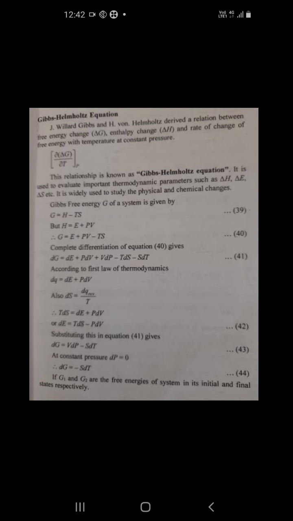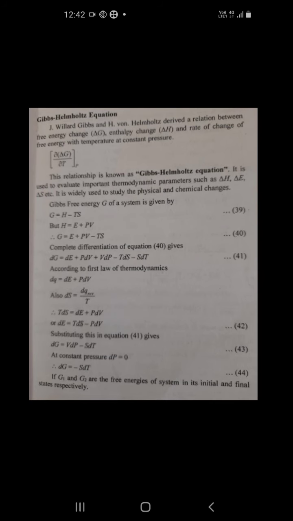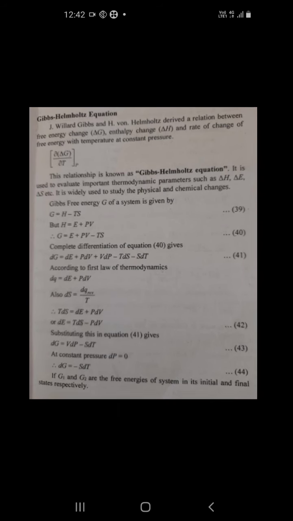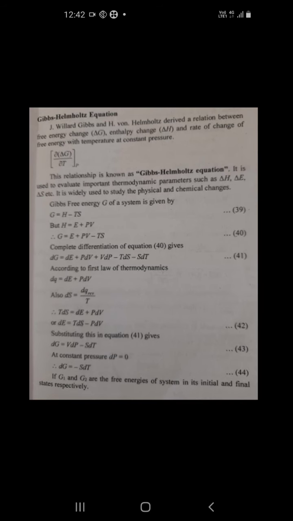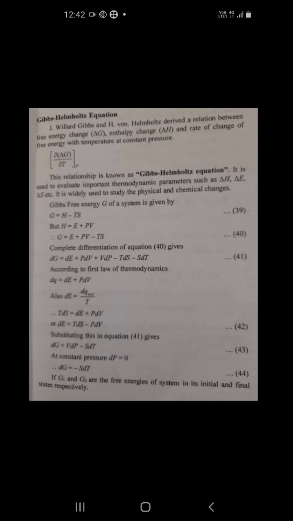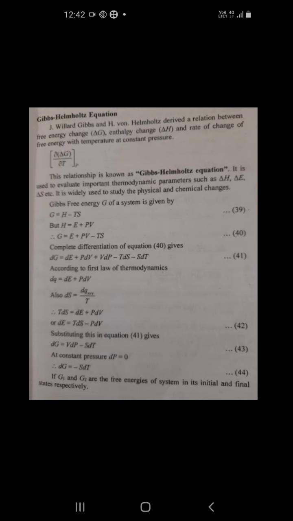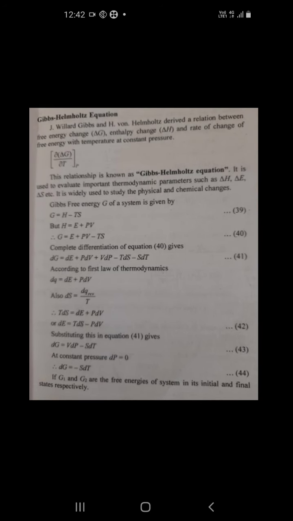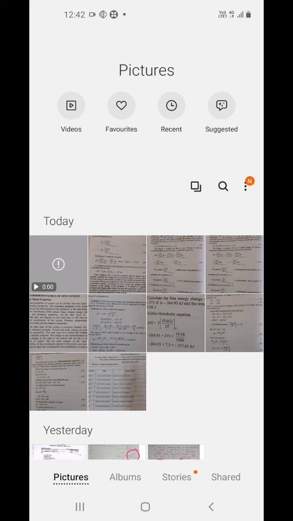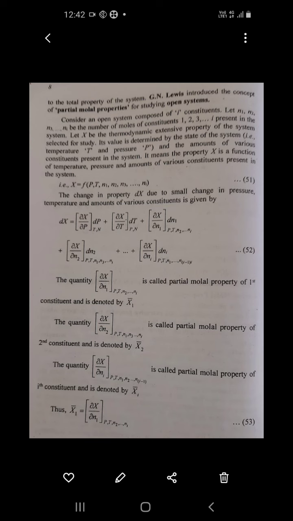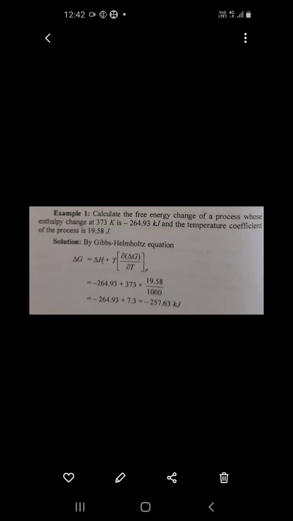According to the first law of thermodynamics, dq is equal to dE plus PdV. Also dS is what? Delta S is equal to dq reversible upon T. That is the second law of thermodynamics. So TdS is equal to what? dE plus PdV, or dE is equal to what? TdS minus PdV. Substituting this equation in equation number 41, we will get what?